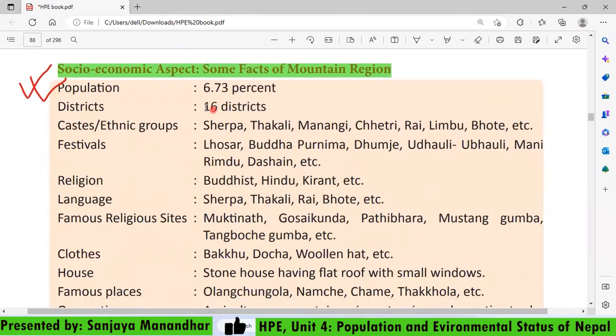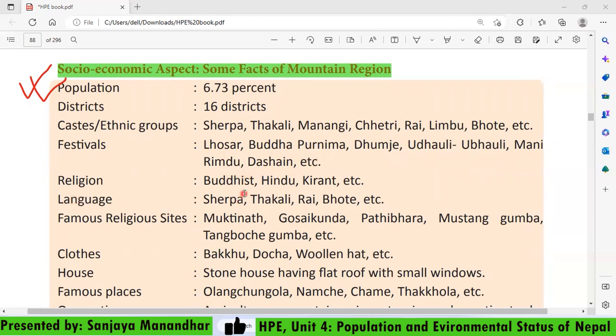So all of you look at this. Look at this point. Okay. Inside socioeconomic aspect, the first one you can do is population. According to the 2011 AD census, 2068 BS census, 6.73% of people are living in the mountain region. So you can remember this. And how many districts are there? 16. What types of caste and ethnic groups? Sherpa, Thakali, Monangi, Chhetri, Rai, Limbu, Bhote. Okay. Festivals: Losar, Buddha Purnima, Dumje, Udauli, Ubauli, Manirimdu, Dasain.